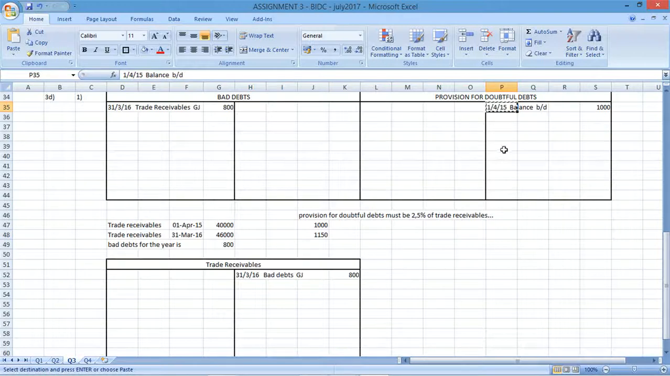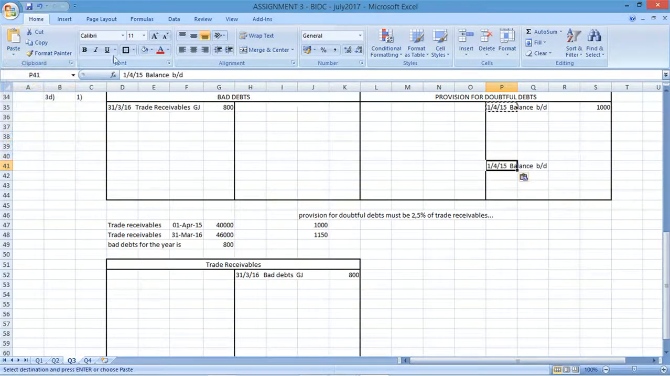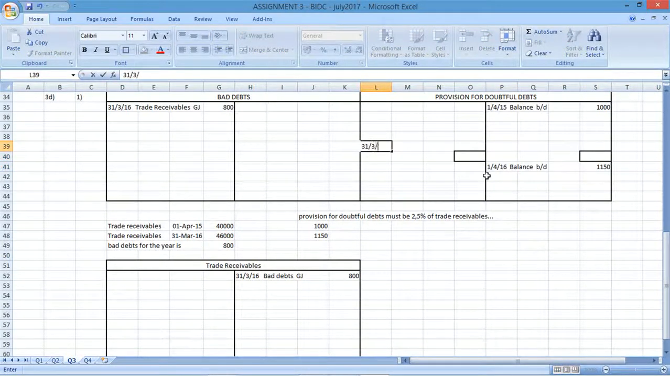So I'm going to create a new provision here, which will be 1st of April 2016, and the balance that you want to see there is 1,150, and then you would balance this account off because you'll have balance brought down and balance carried down. So 31st of the 3rd 16, balance carried down, and you would want to see that amount there.